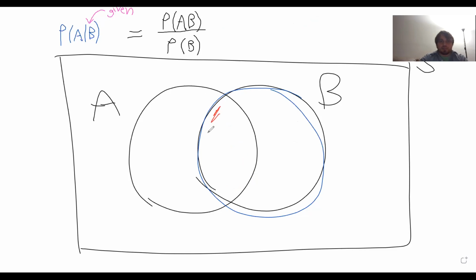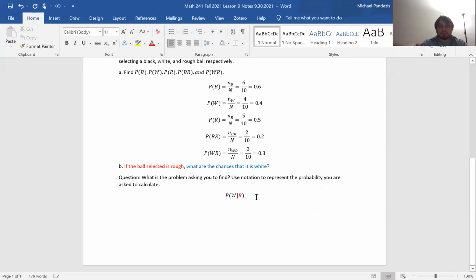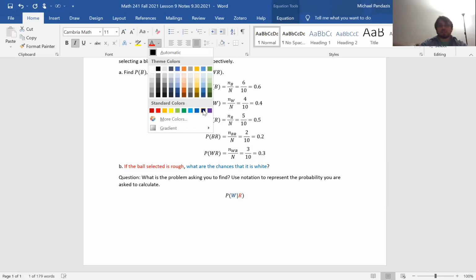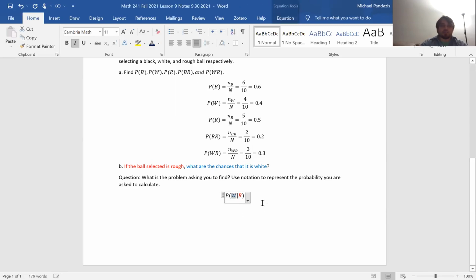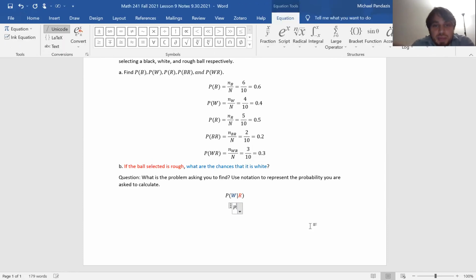Good. Okay, so I'm going to put this back to the way it was. So if the bowl selected is rough, the event of it being rough is the given, and then white is what you're asked to find. You still are looking for the probability that it's white, but you're given that the bowl is rough, and so that means the probability you're asked to calculate is that. And so now it's just a matter of calculating that probability.